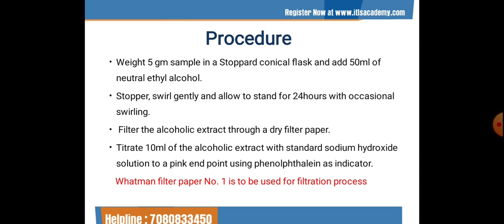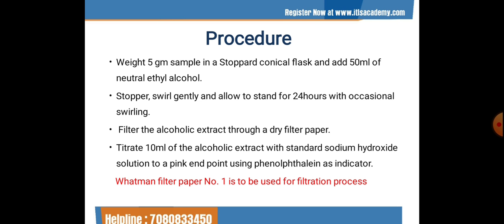Now let's see the steps. We have to weigh 5 gram of sample in a stoppered conical flask and add 50 ml of neutral ethyl alcohol. Stopper it, swirl gently and allow it to stand for 24 hours with occasional swirling. In the next step, filter the alcoholic extract through a dry filter paper and then titrate 10 ml of alcoholic extract with the standard sodium hydroxide solution to a pink end point using the phenolphthalein indicator.